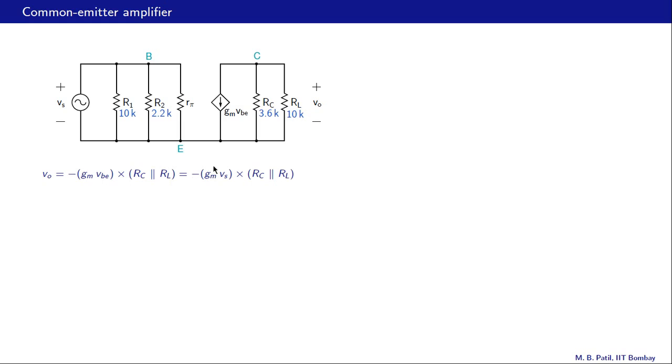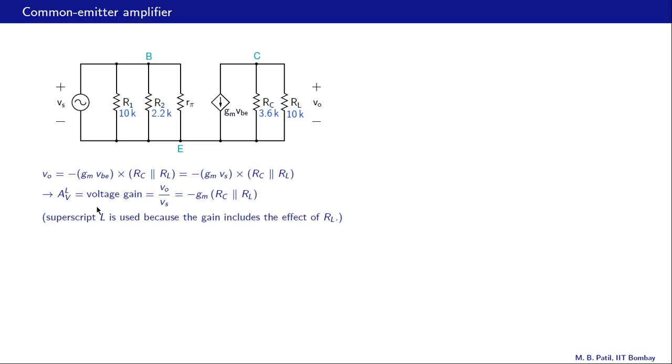And what is VBE? VBE is the voltage between the base and the emitter, and in this particular circuit it is the same as Vs because the base is connected there, the emitter is connected there. So VBE is the same as Vs, and therefore VO is minus gm times Vs multiplied by RC parallel RL.